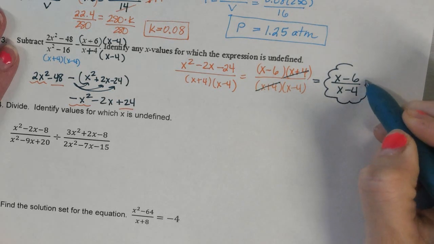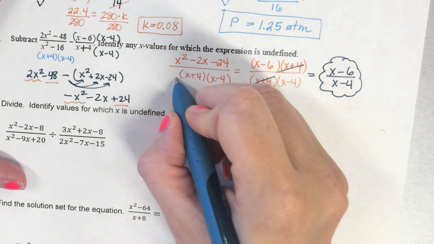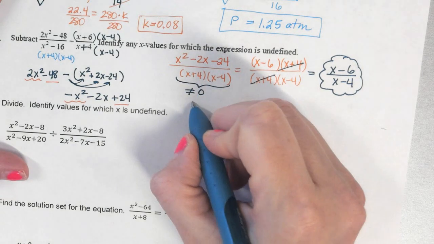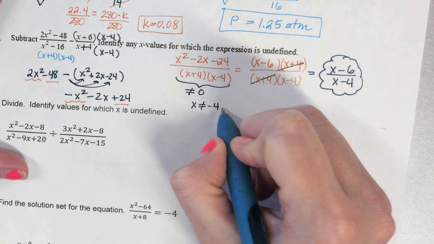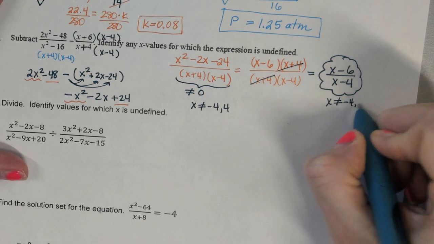Now, it also says you have to find the x values for which it's undefined. Remember that when you have a denominator, that cannot be 0. So in this case, x cannot be negative 4 or 4. You have to make sure you include both of them.